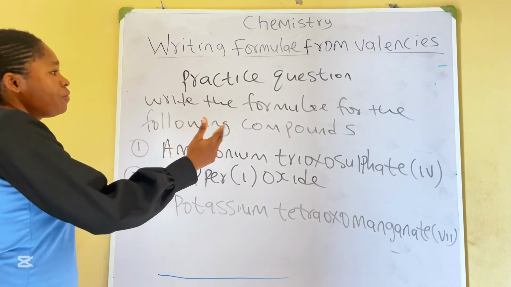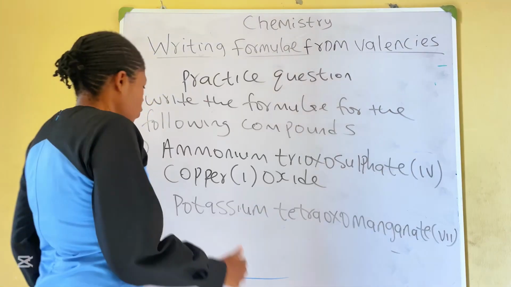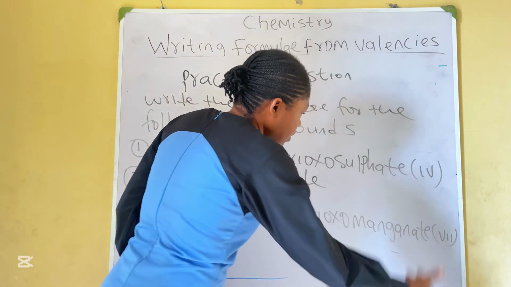Write the formula for the following compounds: ammonium trioxosulfate(IV), copper(I) oxide, magnesium tetraoxomanganate(VII).